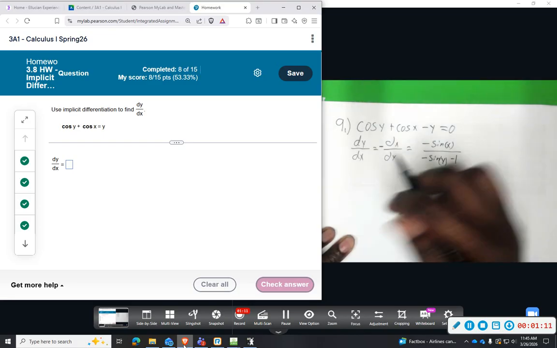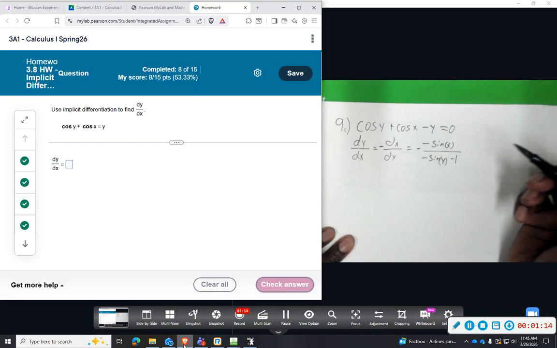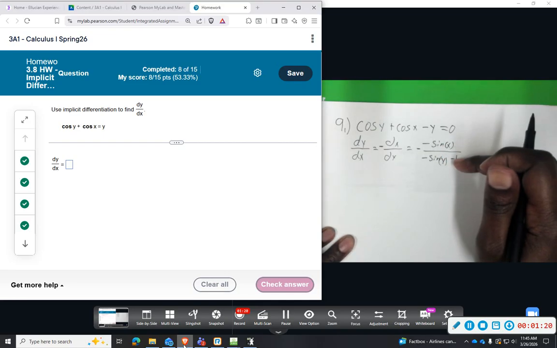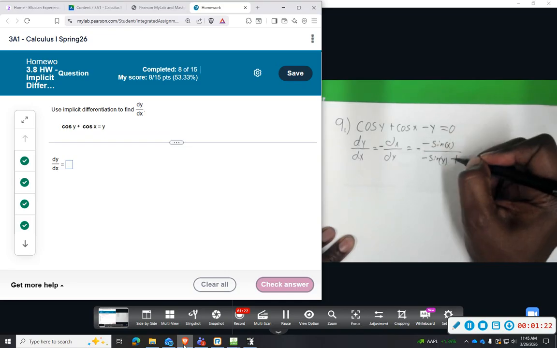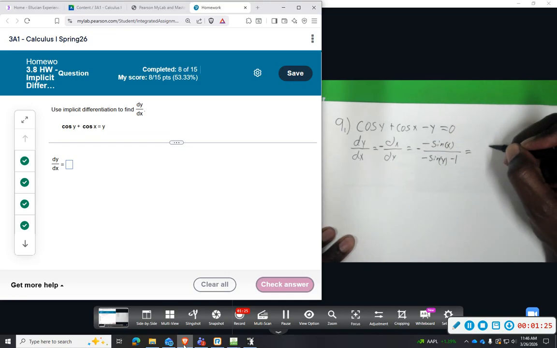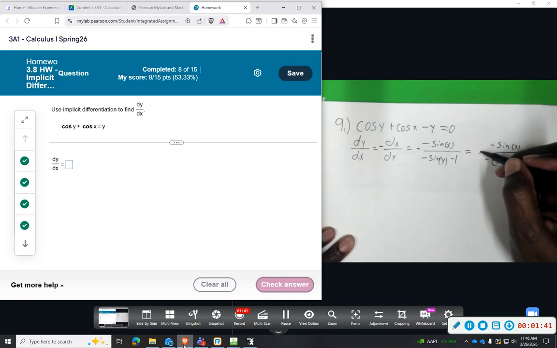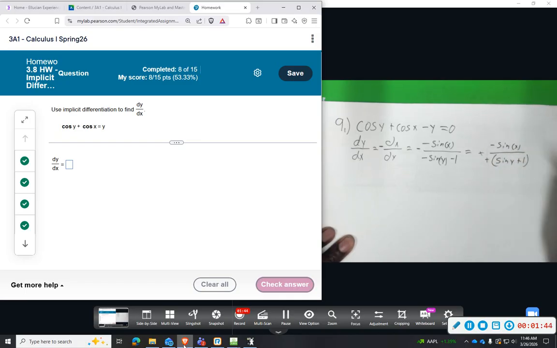Now, when I add my negative here, one of two things can happen. Either I can distribute it to the bottom, or distribute it to the top, or you just factor out a negative. I'll distribute it through the bottom. This will be a positive sine y plus 1, and so that negative will be a positive, and it just ends up being one negative. So negative sine x over sine y plus 1.